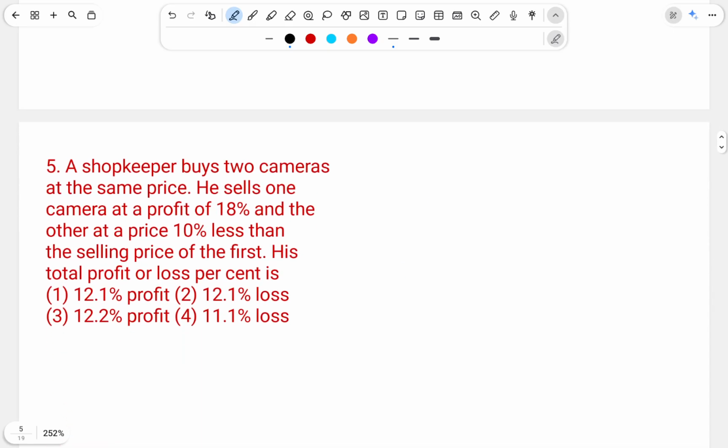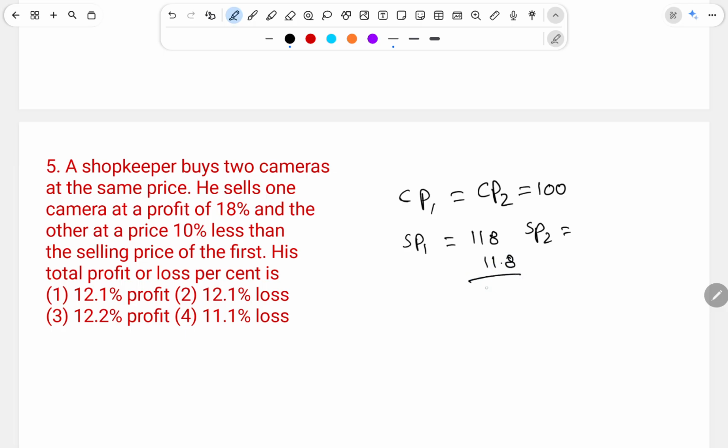A shopkeeper buys 2 cameras at the same price, means CP1 is equal to CP2. Every time we assume CP as 100. Then he sells one camera at a profit of 18%, so SP1 is equal to 118. Then SP2 is 10% less than the selling price of the first. So 10% of 118 is 11.8. So the difference is 106.2.